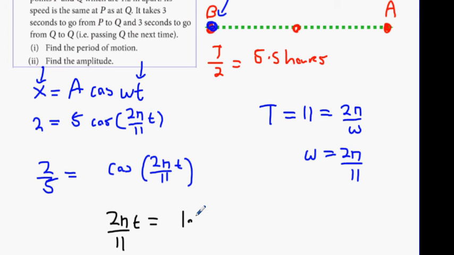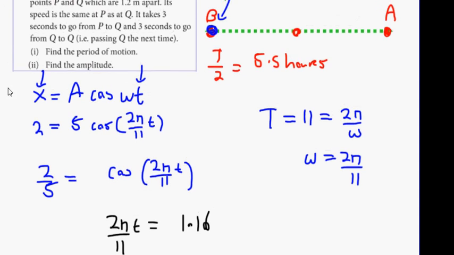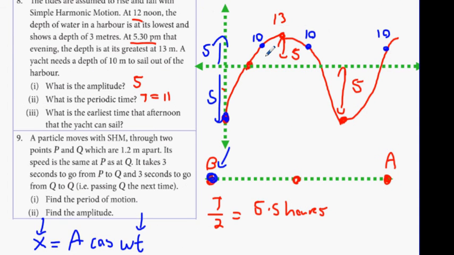Now guys, just a quick note: this 1.16 is for the first answer, which is located here. If you wanted the second answer, you'd remember you keep going down your quadrants to get it. Then you'd add on another 2 pi to get the third answer. So remember, there can be more than one answer if you're looking for the times, plural, but we're only looking for the first time.